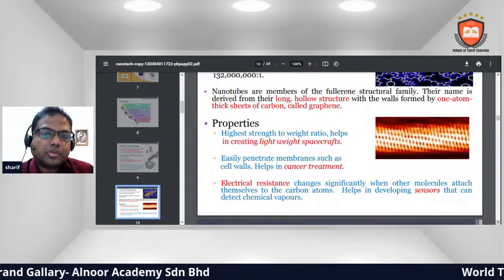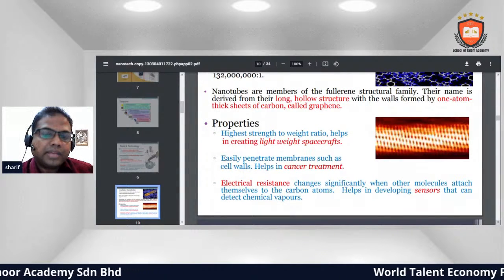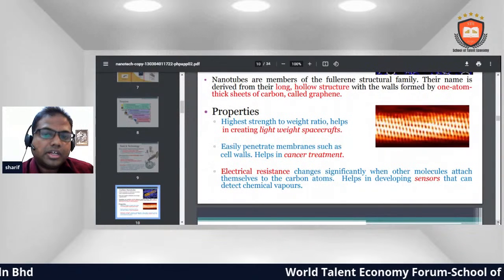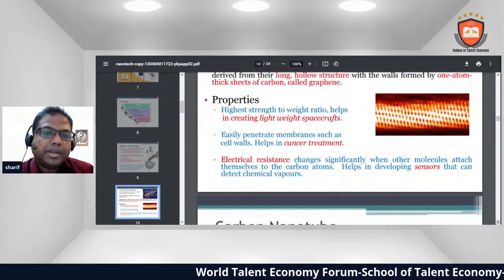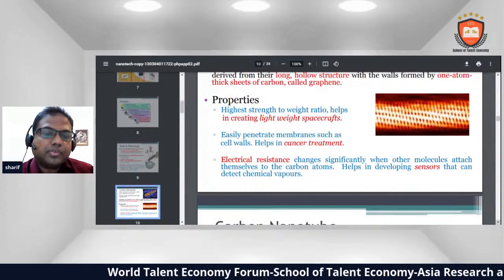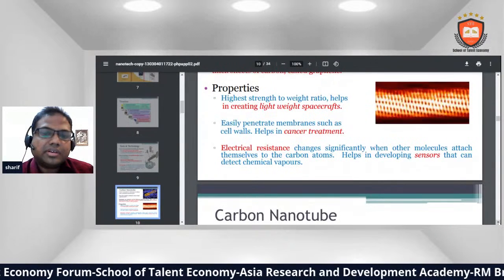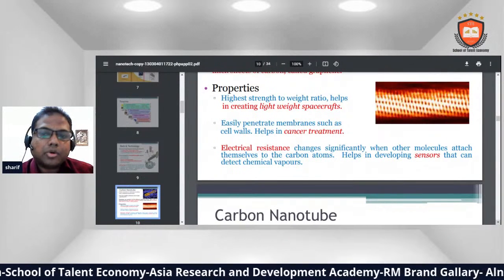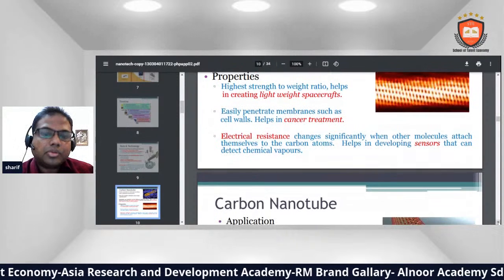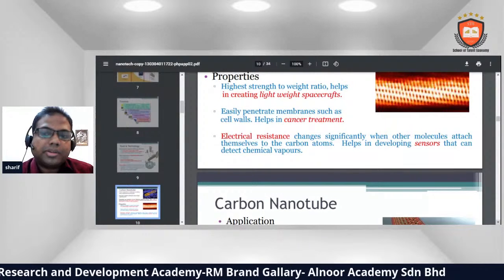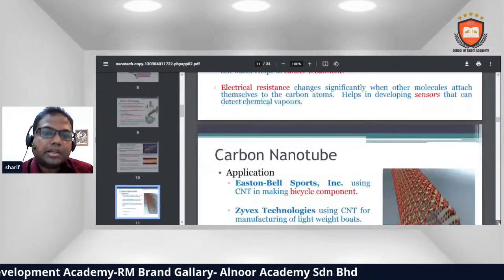Properties: highest strength to weight ratio, helping in creating lightweight spacecraft; easily penetrate membranes such as cell walls, helping in cancer treatments. Electrical resistance changes significantly when other molecules attach themselves to the carbon atoms, helping in developing sensors that can detect chemical weapons.